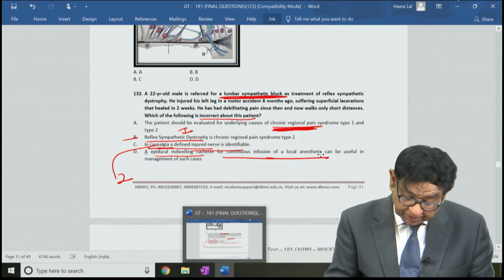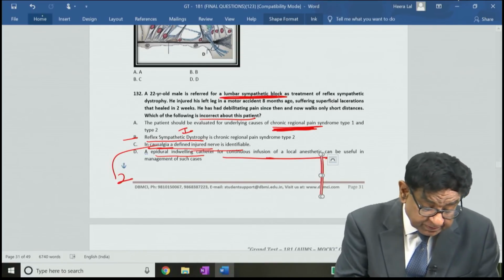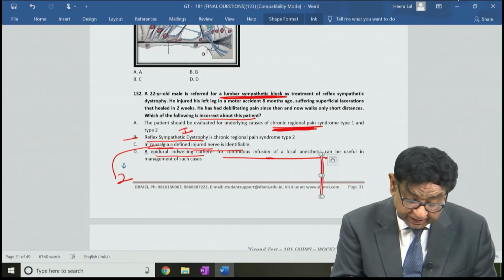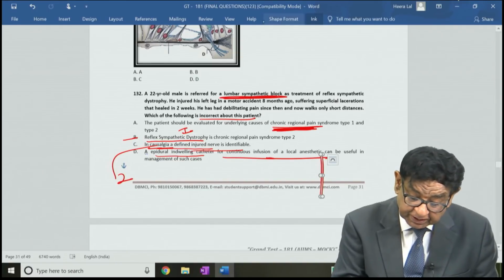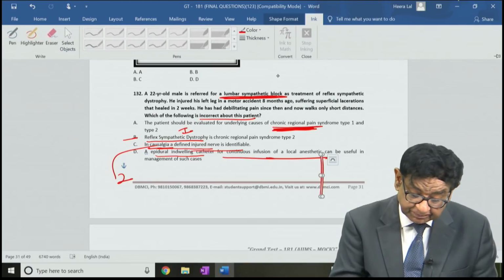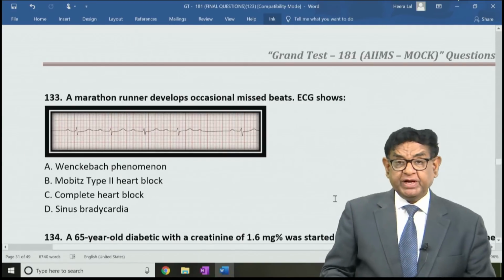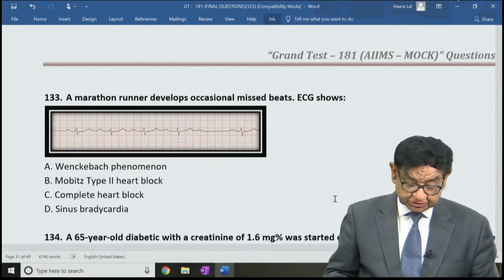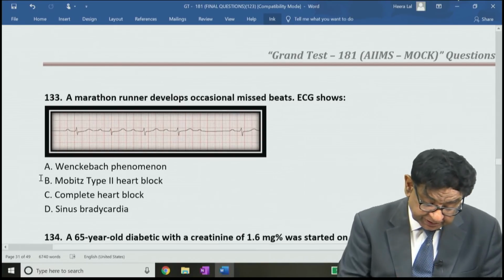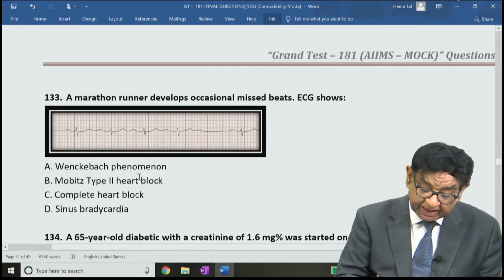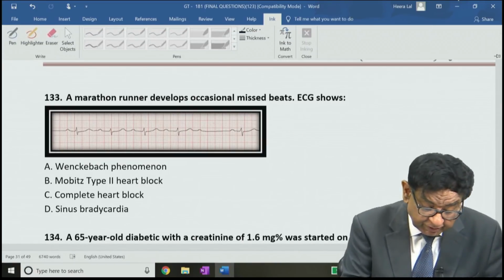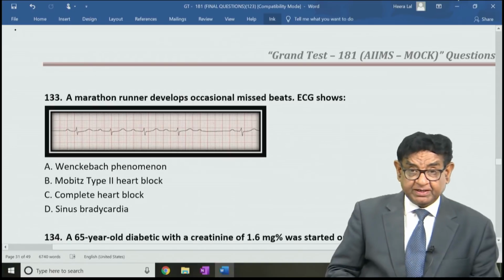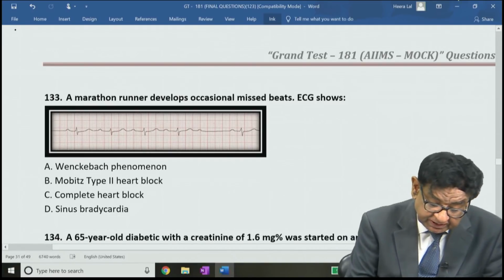Now we talk about question number 133. In 133, we have a marathon runner who has an occasional missed beat. If the ECG shows, what is this? This is nothing but Wenckebach phenomenon. Now, what do we really get in Wenckebach phenomenon? Let's look into this ECG.